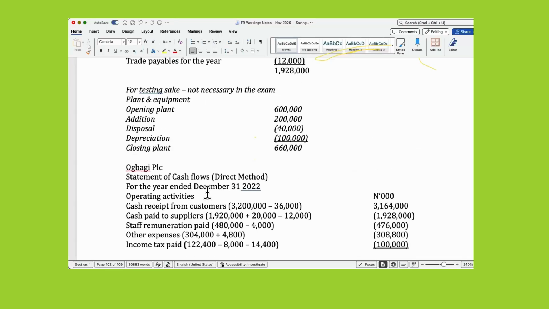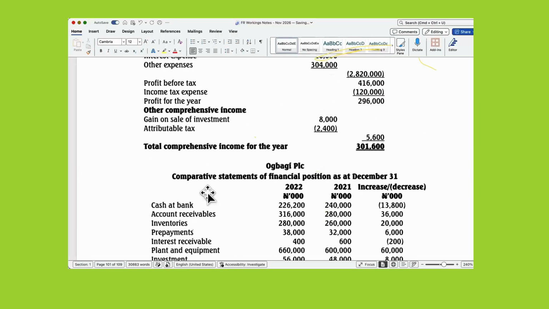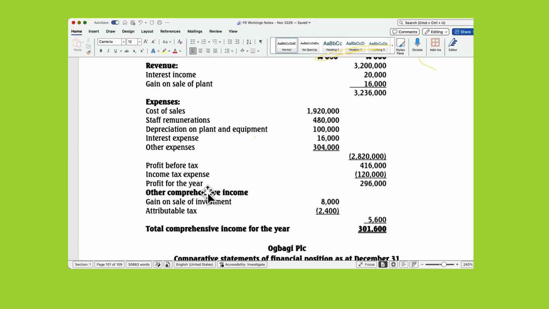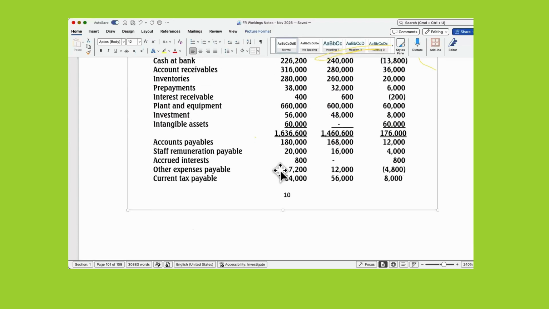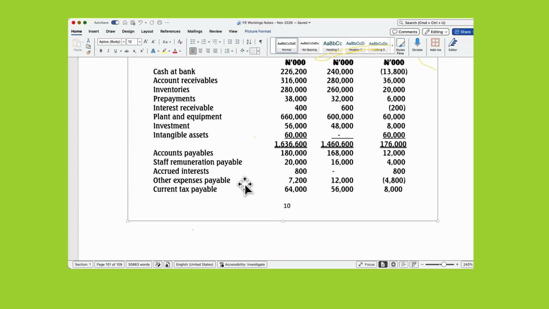Again, in my P&L, I left one item for financing activities, which is interest expense of 16,000. What I need in my statement of cash flows is actually the interest expense that was paid. So the same way, I go to my liabilities and check if I have any accrued interest. I can see that after staff remuneration payable, there is an accrued interest for the year of 800. So there's an increase of 800.